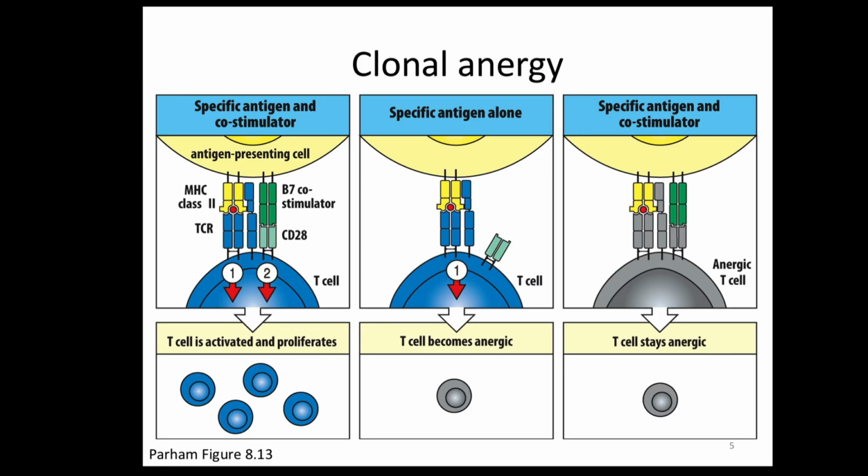We talked about the fact that if our cell just sees signal 1 without signal 2, that's likely a self-antigen presentation situation because there's no microbe around. And so our T cell is going to become anergic. That's one of our mechanisms of peripheral tolerance. What this shows on the far right is that if that cell later sees signal 1 and signal 2, it's going to stay off. It's still not going to be working.